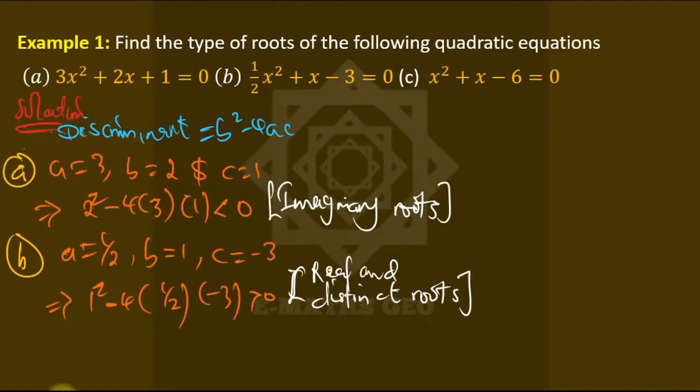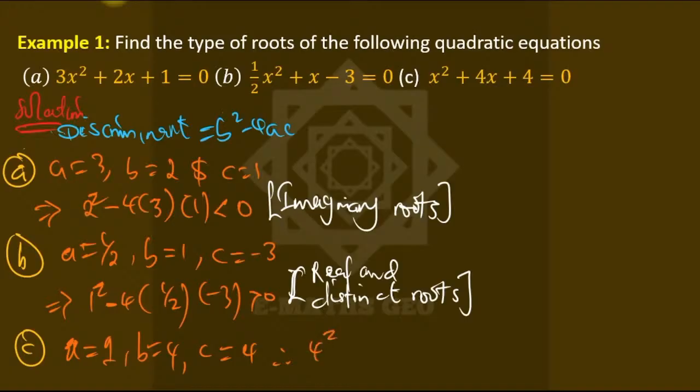Now let's look at the last one. Our A here is 1, our B is 4, and our C is 4. Therefore, if we do b squared, which is 4 squared, minus 4 times 1 times 4, what we get is 16 minus 16, which is equal to 0. So we now have real and equal roots. It will just touch the x-axis at only one point.